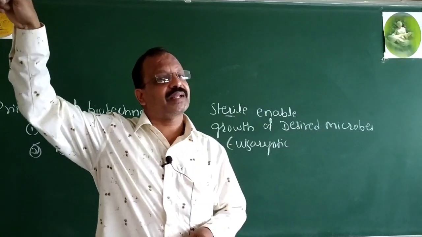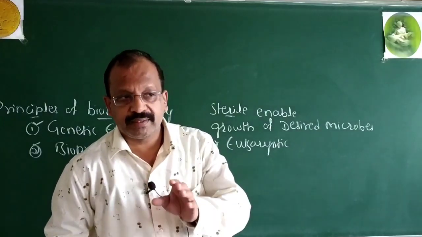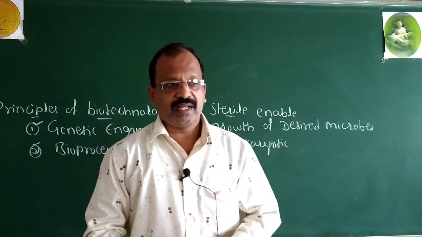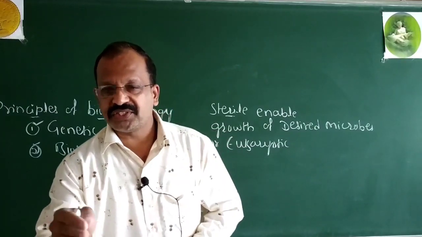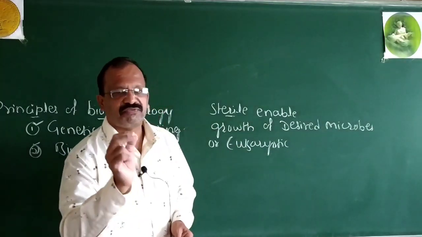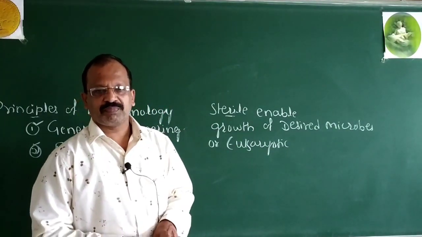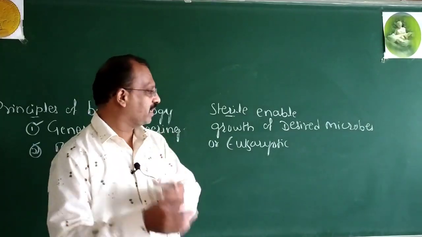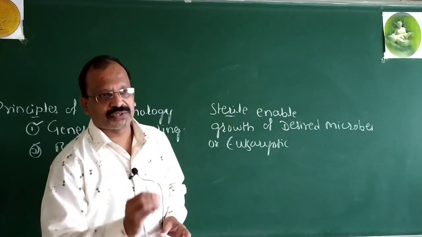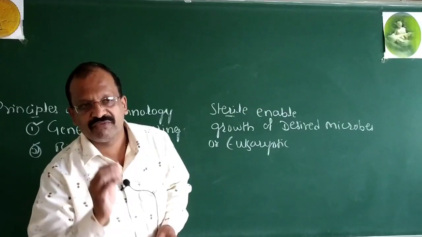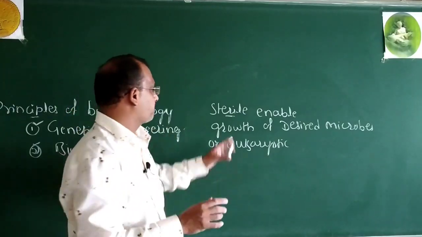What word sterile you have come across in reproductive health is different. Sterile means unable to conceive. But here sterile means free from microorganism or microscopic organisms or microbes. You know, microscopic means they are not visible to the naked eyes.